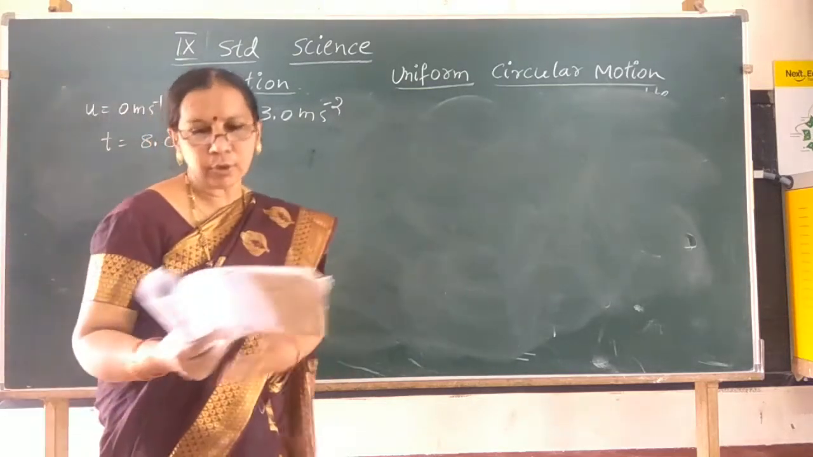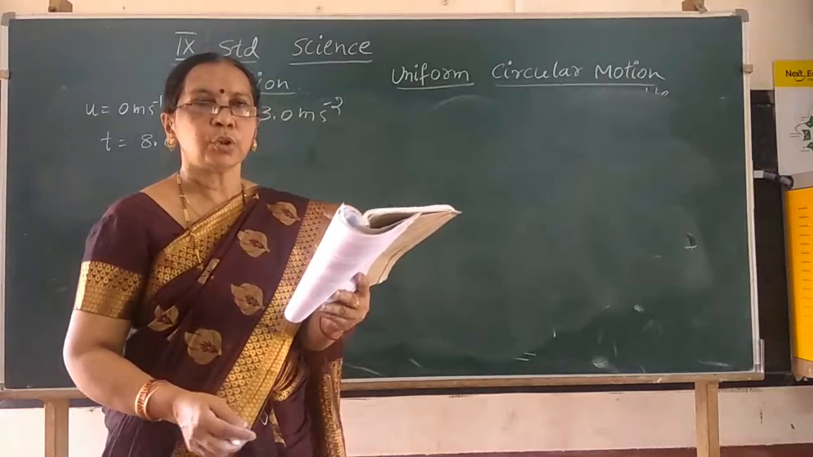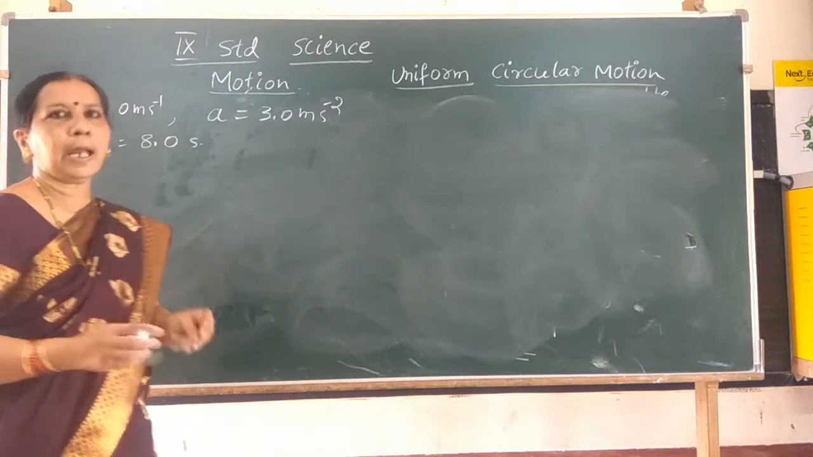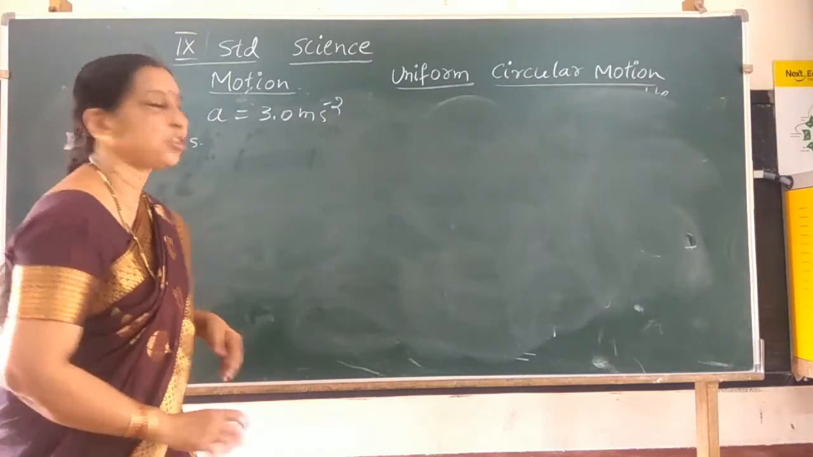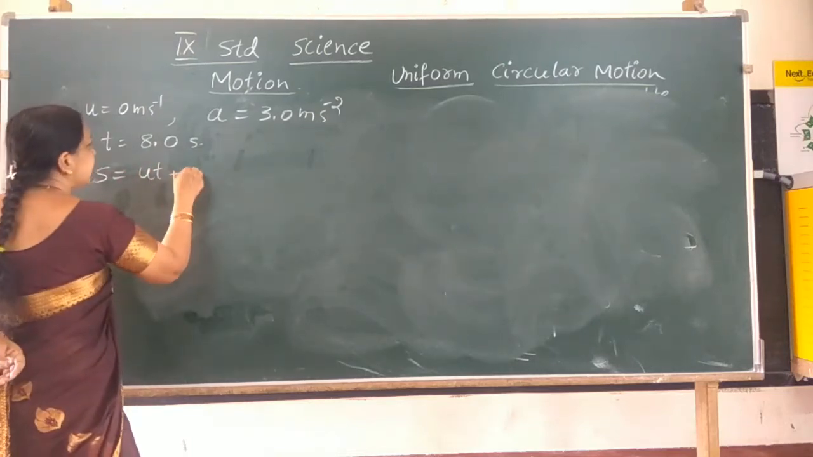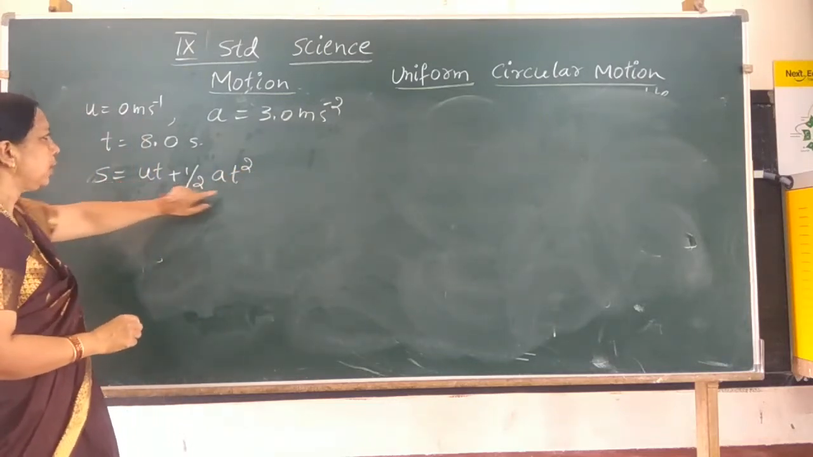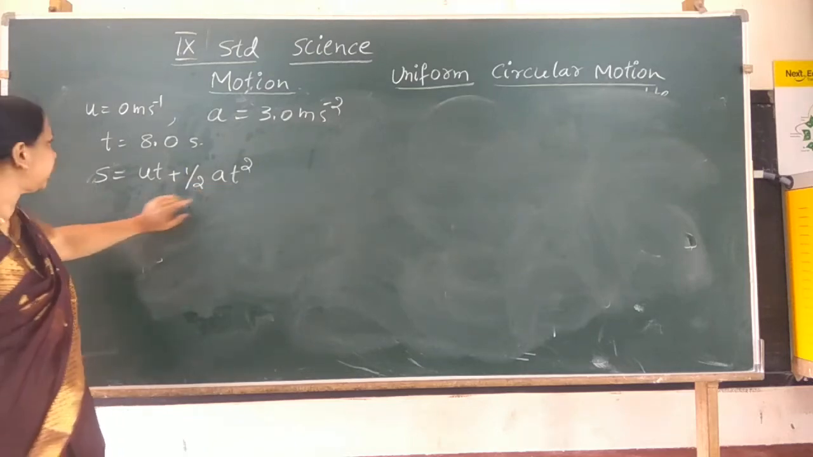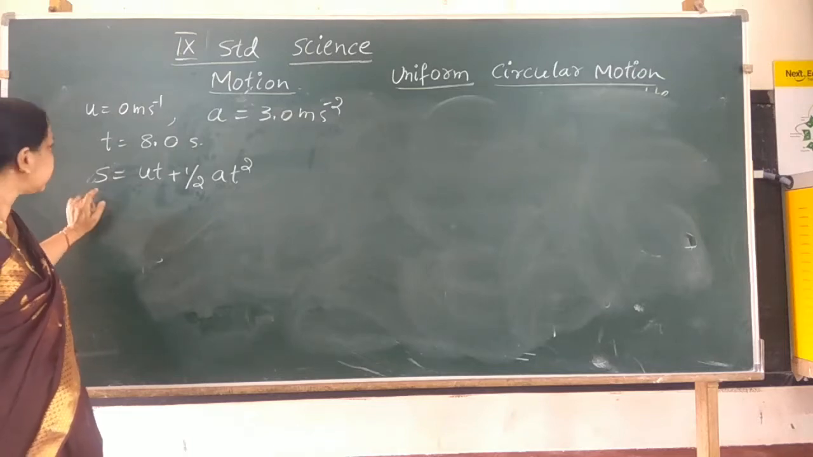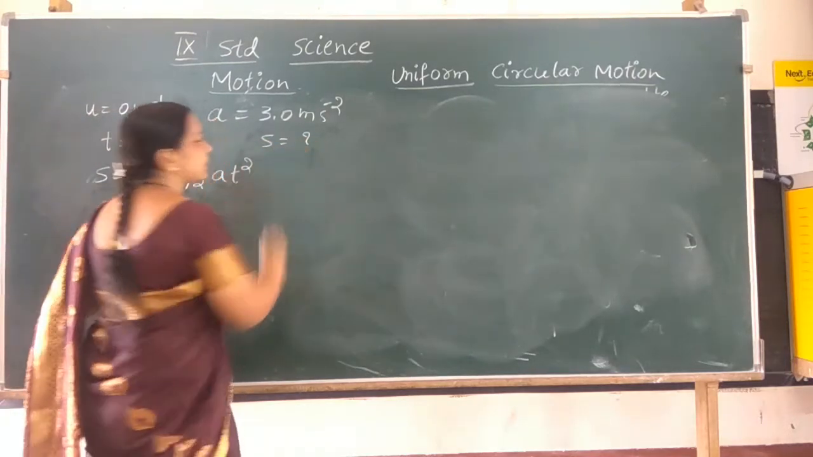Now, what is to be found out? How far does the boat travel? Means distance covered should be found out. So, which formula can be used? Time you know, initial velocity you know, acceleration you know. So, you know the equations of motion. S is equal to ut plus half at square. Here you know t, u and a also. So, you can easily find out the distance covered by using the direct formula, S is equal to ut plus half at square. You have to find S here.